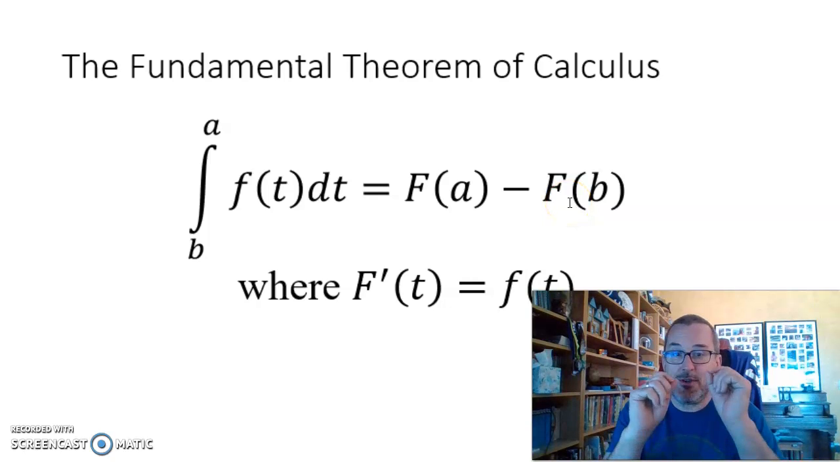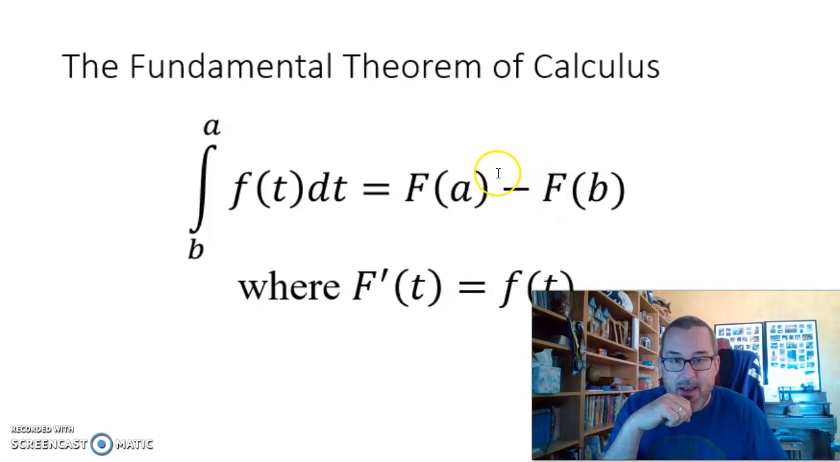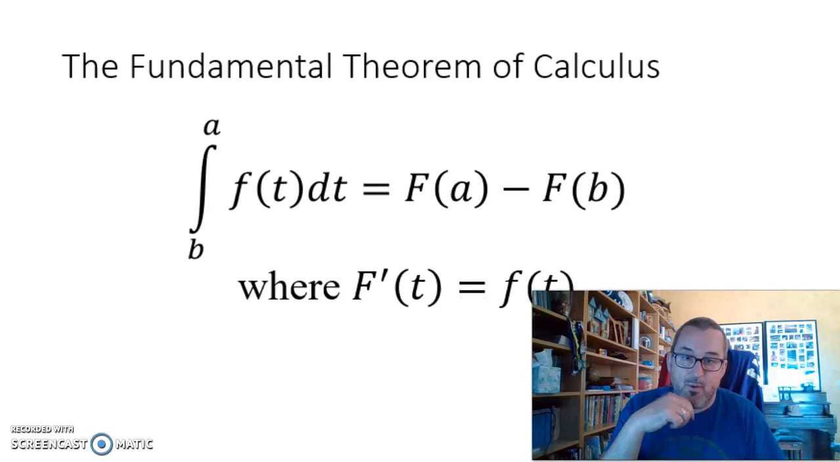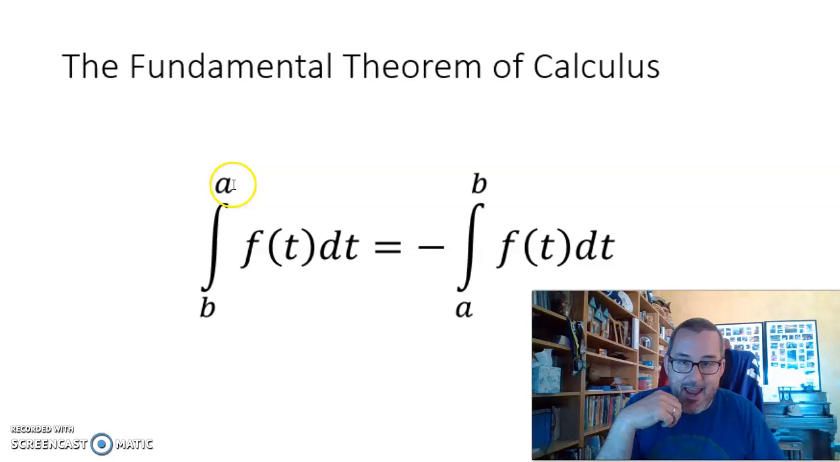So my question to you is, and we will pause here, what is the relationship? What happens if you evaluate a function at a first, subtract, evaluate the function at b second, versus evaluate at b first minus evaluate at a second? Well, the issue is that if you have b to a versus a to b, you'll get the same number.